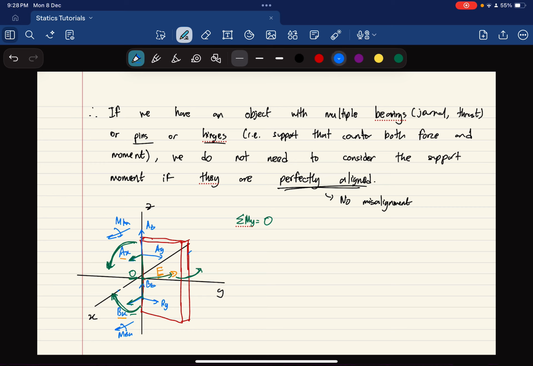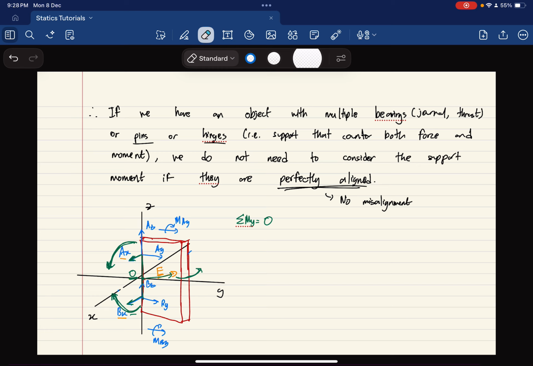Sorry, that's not MAX, my apologies. It's supposed to be for Y, yeah? We were talking about Y earlier, my apologies. So MAY and MBY. Okay? So it will not be redundant actually. I mean, it will be redundant, that's the thing. The point is that this will be redundant. Okay, I put an R here, redundant.